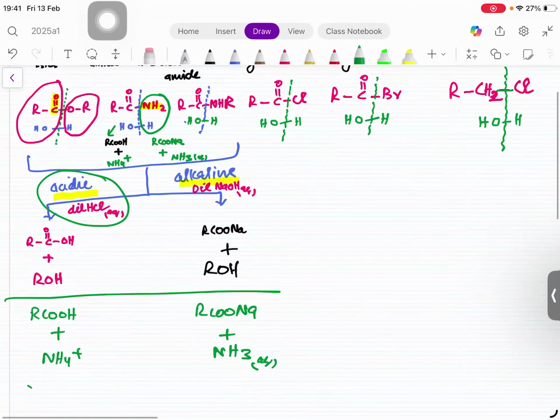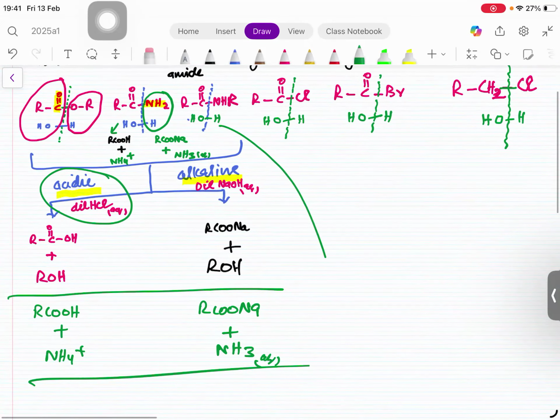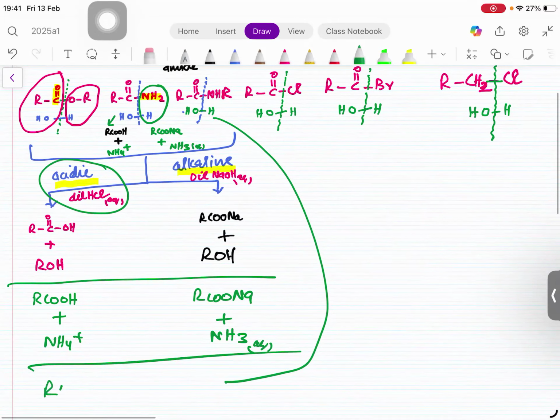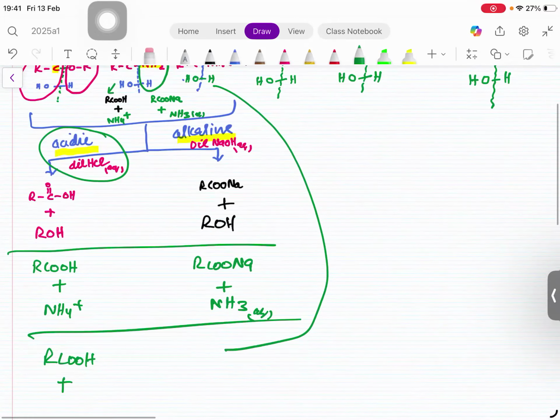Okay. So the product for this is what? RCOOH plus RNH3 positive. It was amine, but the amine formed in an acidic solution accepts the proton, so RNH2 turns into what? RNH3 positive. And what about this? Plus RNH2 amine.